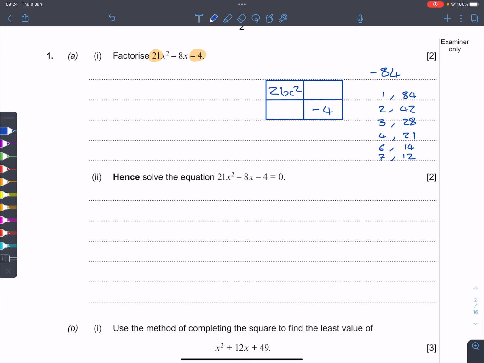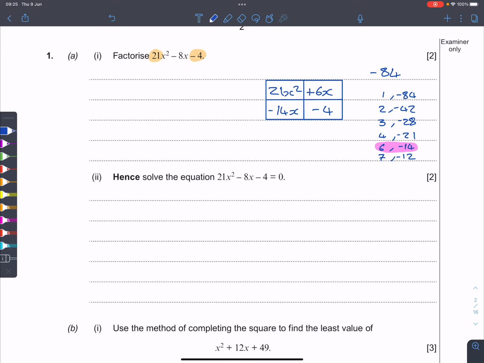So I now need one of them to be positive and one of them to be negative because they multiply to give a negative. Because they add to give a negative overall, the bigger one is going to be negative. So if I make all the bigger ones negative, and we're looking for the one that adds to give negative 8, which is going to be this one here, positive 6, negative 14. So that's going to be our x's, plus 6x, negative 14.